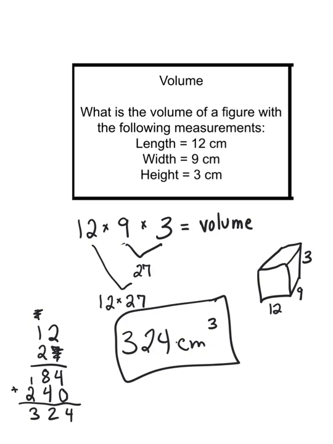When you're measuring the volume of something, you always have to express the volume in cubic units. So that could be cubic centimeters, cubic meters, even cubic miles if you're talking about something really big.